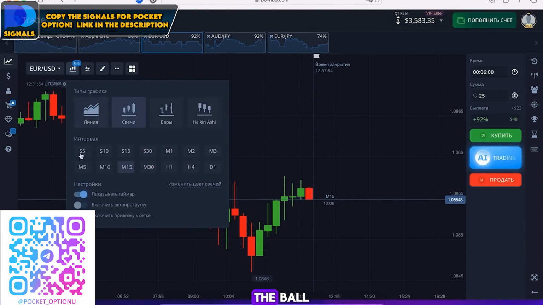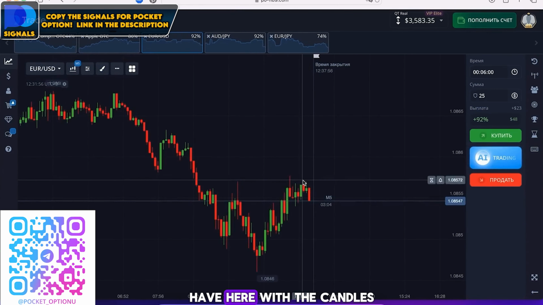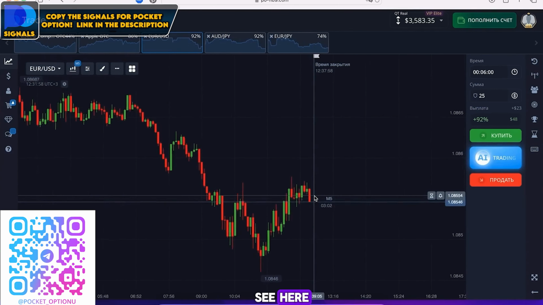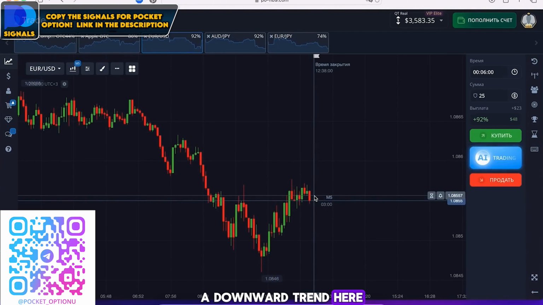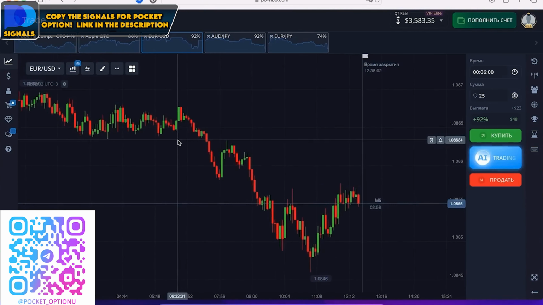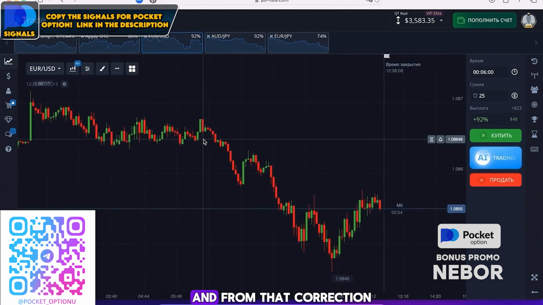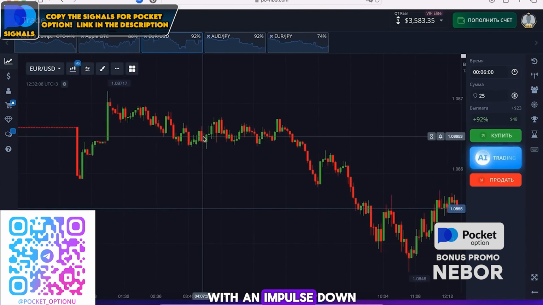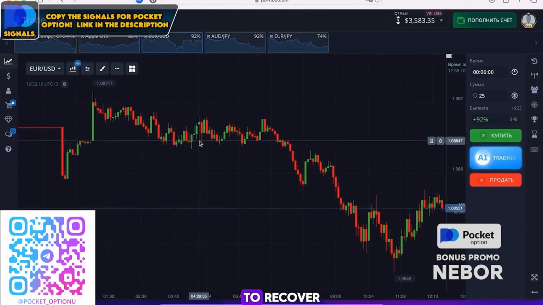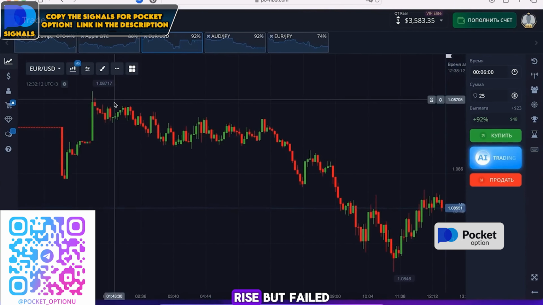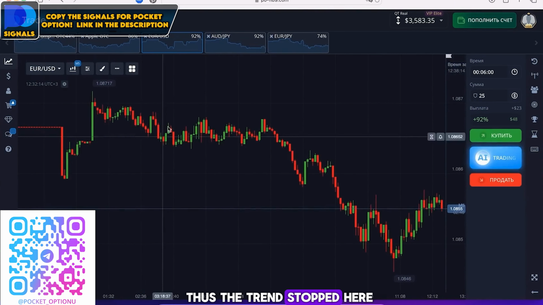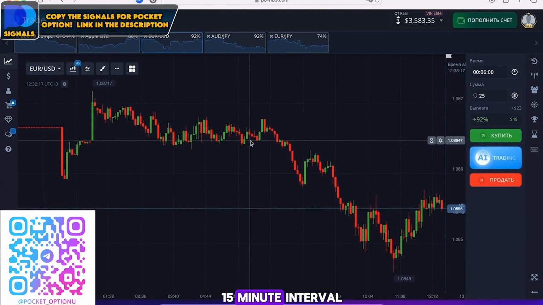Now let's switch to the 5-minute interval and see what we have here with the candles. So what do we see here? We see we had a downward trend here, as seen the candles alternated, but gradually moved down. There was a correction, and from that correction it sharply broke out with an impulse down. At times it tried to recover. The price attempted to rise but failed. Thus, the trend stopped here, as noticed on the 15-minute interval.